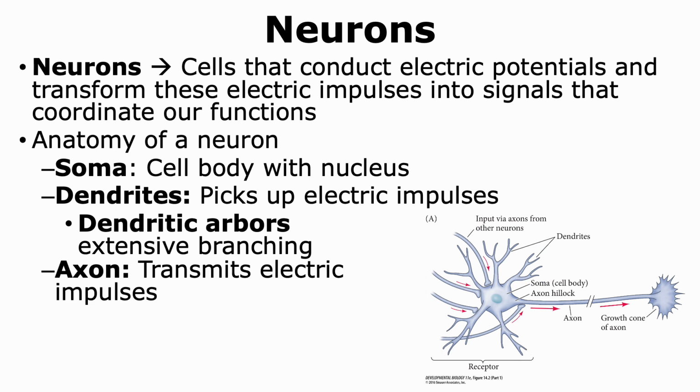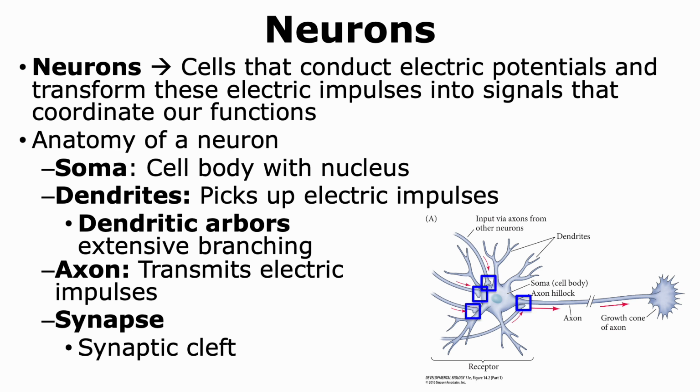The next part of the neuron is the axon, and that is the long structure that is shown in the blue box. The axon transmits electric impulses through the neuron. The last part is the synapse. The synapse is where you can have transmission of the electric impulses from one neuron to another neuron. And we can see in this figure there are 4 synaptic clefts.